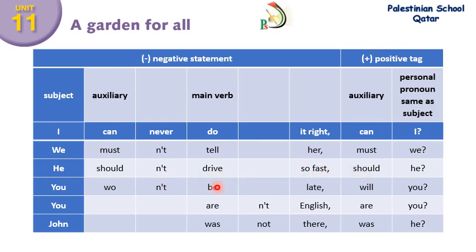He shouldn't drive so fast. Should he? You won't be late. Will you? You and you here. We use will, auxiliary, plus personal pronoun, same as subject, you. You are not in English, are you? John wasn't there, was he? Let's complete.